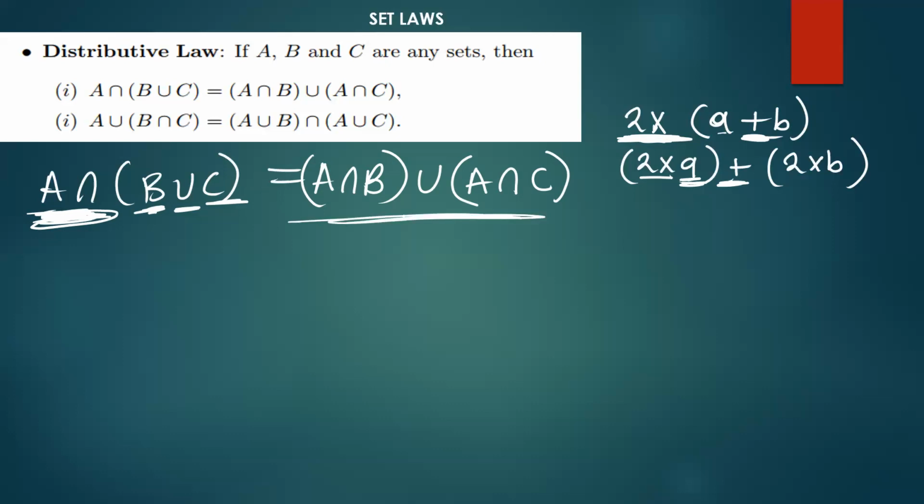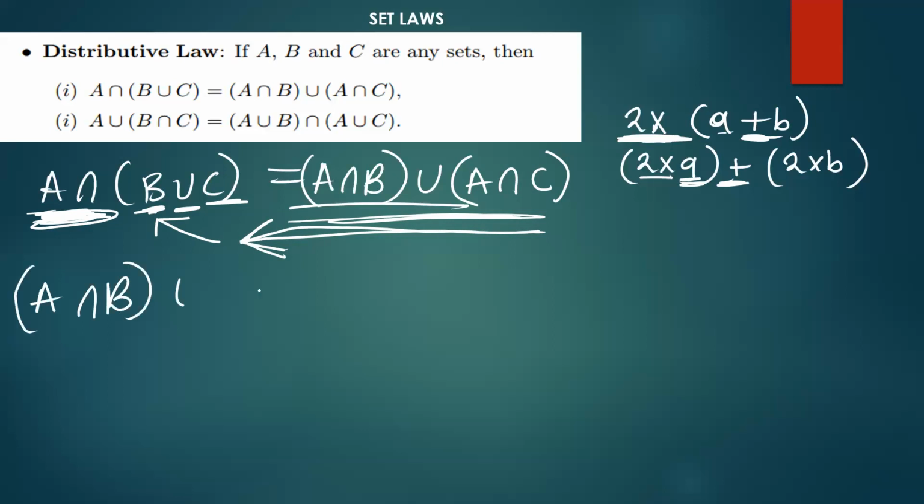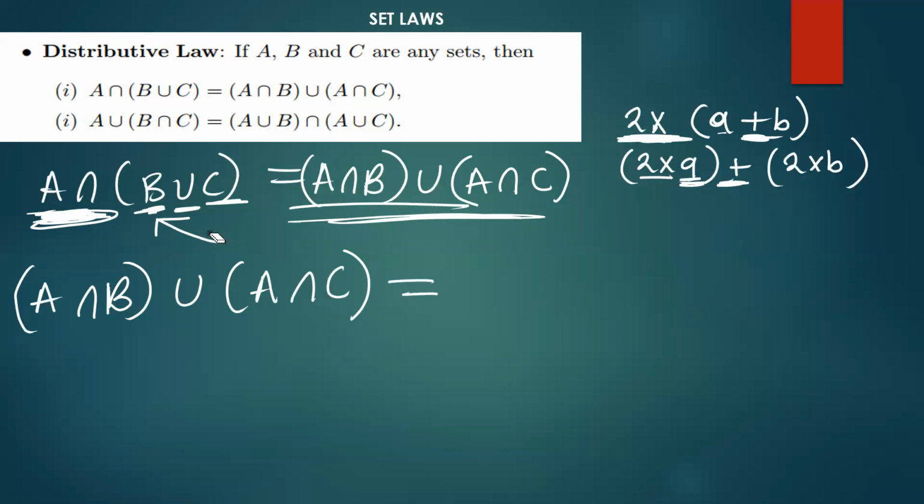So now if you want to go from this part back to this other part, it's simple. How do you do that? There are some questions which will require you to move from this side to the other side. You find something that looks like this one. How do you simplify that? So let me write this. I have A intersection B, and then union A intersection C. How do you write that now? It's very simple and straightforward.